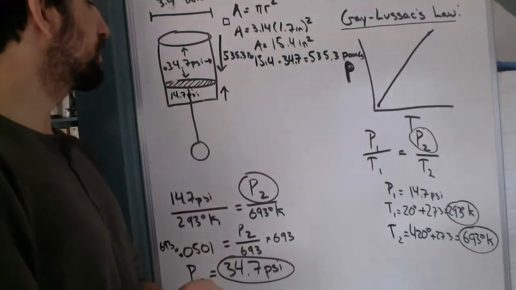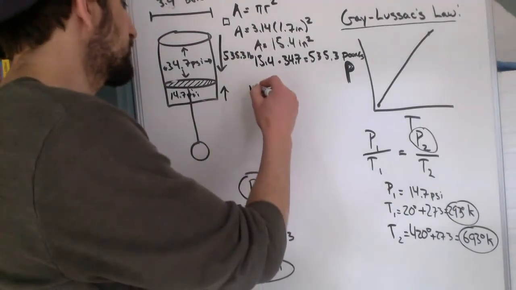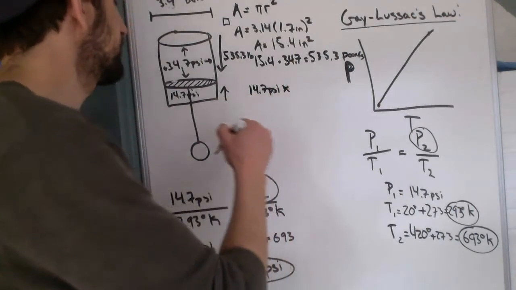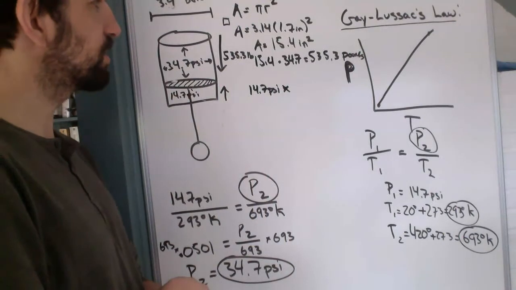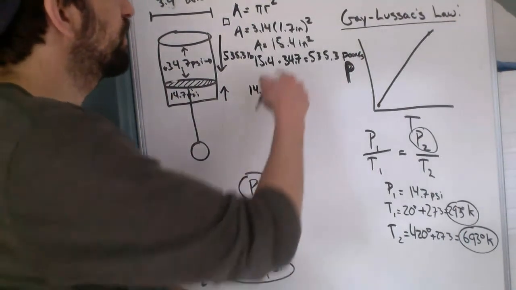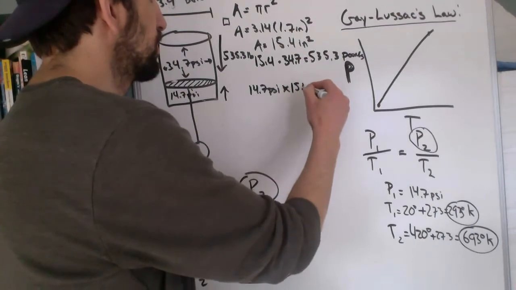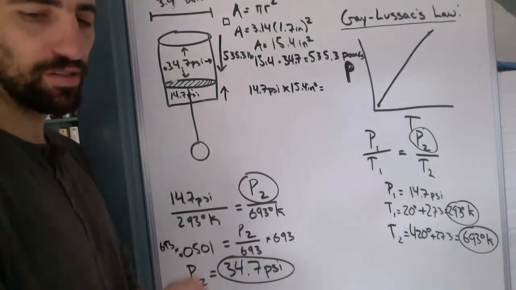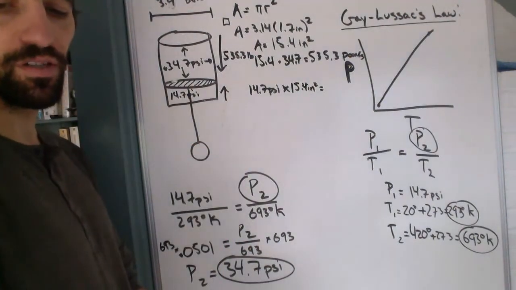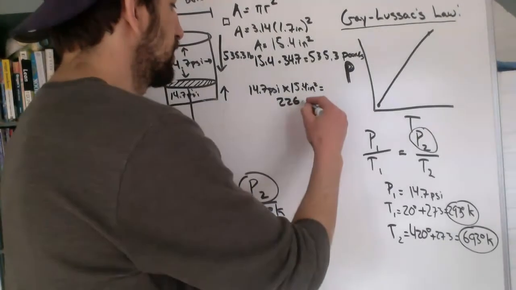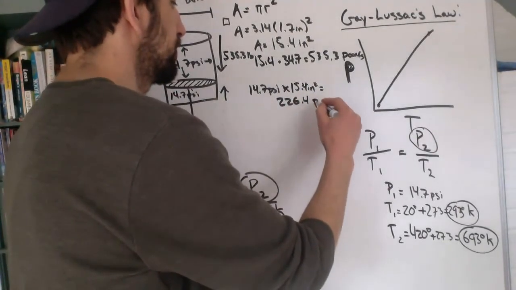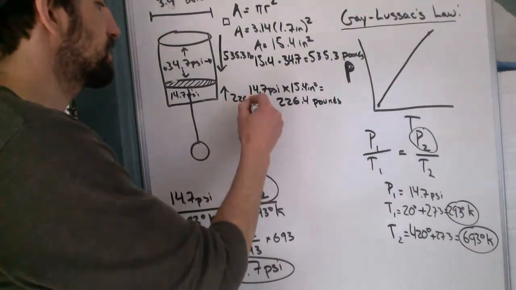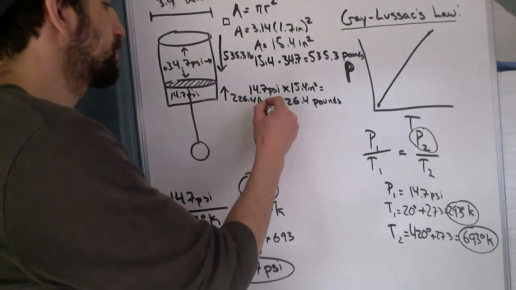So on the way up, we're going to have 14.7 pounds per square inch times the area of the cylinder head again, which is 15.4 square inches. All right, and that gives us a total upward force of 226.4 pounds. Okay, so that means 226.4 pounds pushing back up.